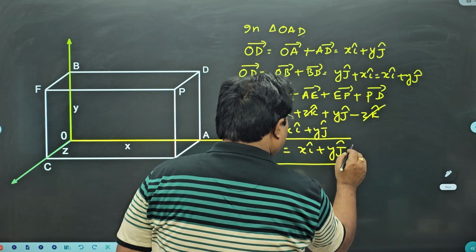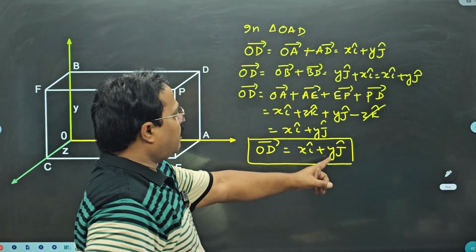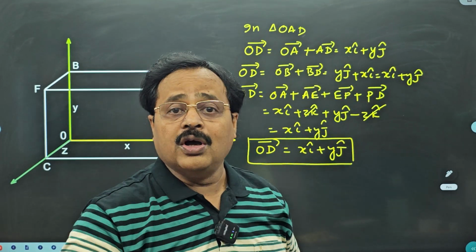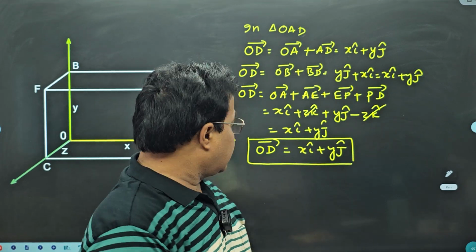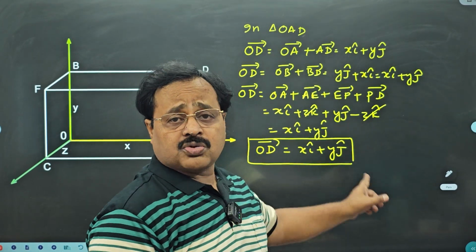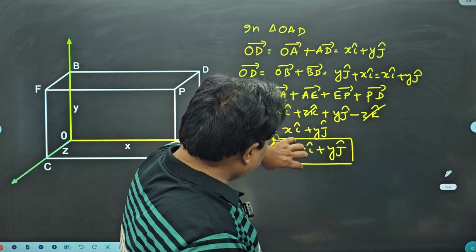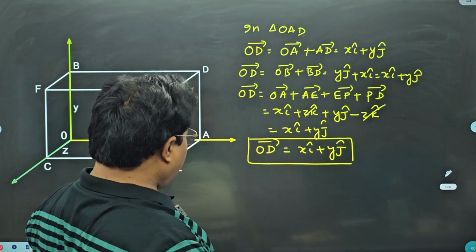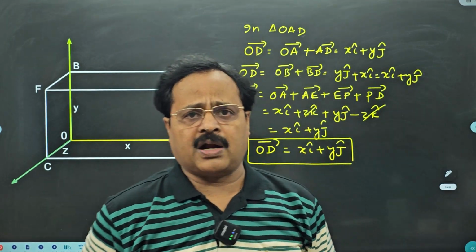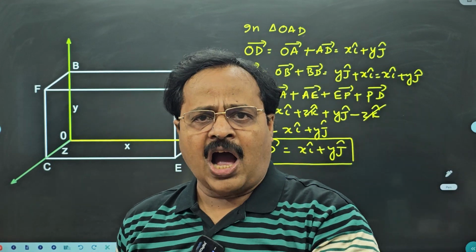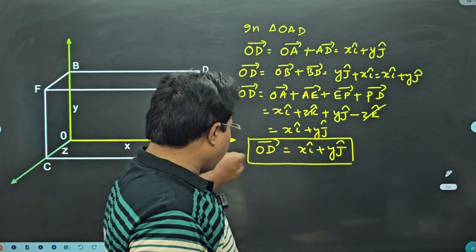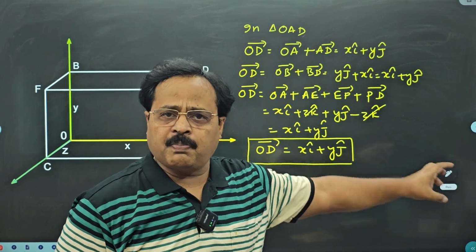Can I write magnitude of OD is equal to magnitude of X plus magnitude of Y? No, this is a vector notation. How to find the magnitude? You see, my dear students, from this vector, how to separate magnitude part and how to separate direction part. That is the importance of today's class. How to separate magnitude part from this and direction part from this.